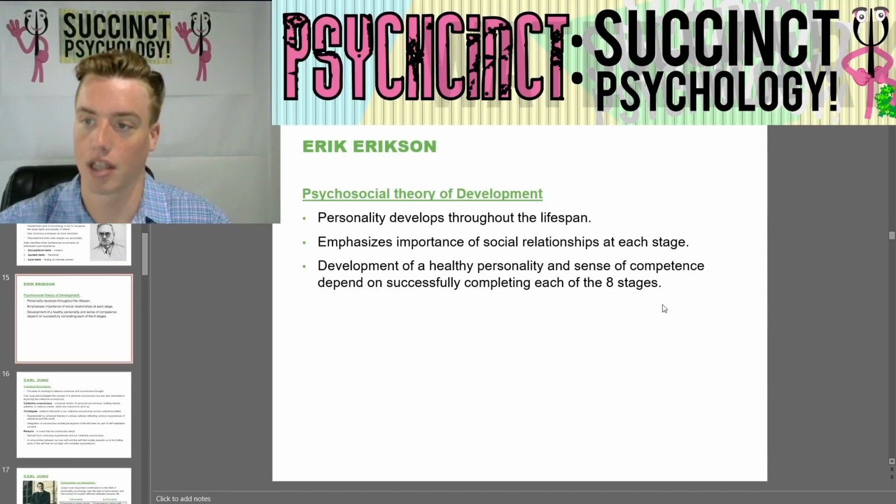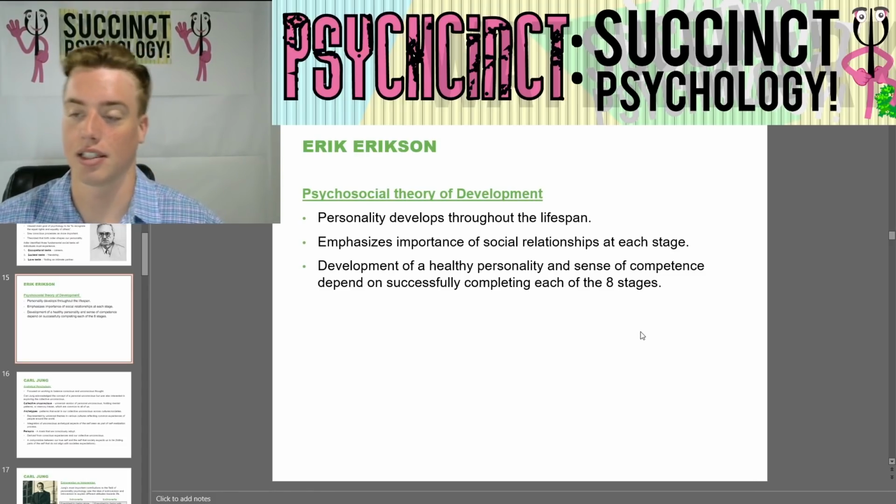So, continuing on. Erik Erikson: his psychosocial theory of development is that personality develops throughout the lifespan. It emphasizes the importance of social relationships at each stage, and development of a healthy personality and sense of competence depend on successfully completing each of the 8 stages.